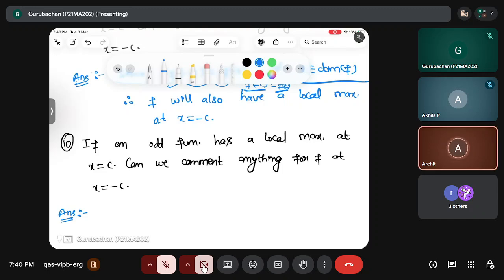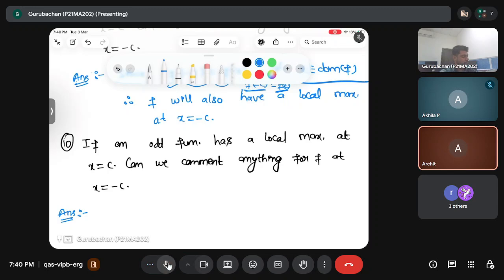Yes, sir. We can say that it will have local minima. So in this scenario, f of minus c x is f of x.